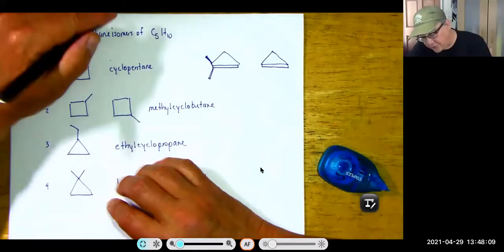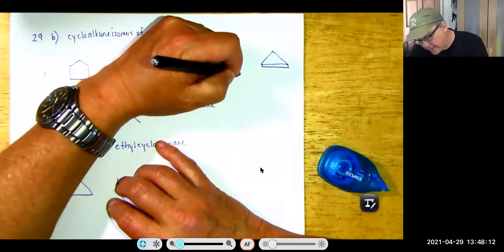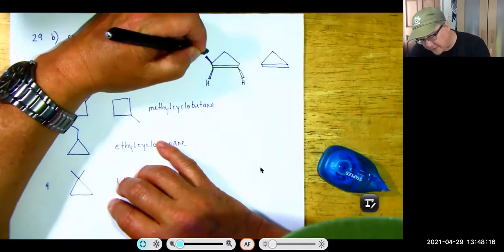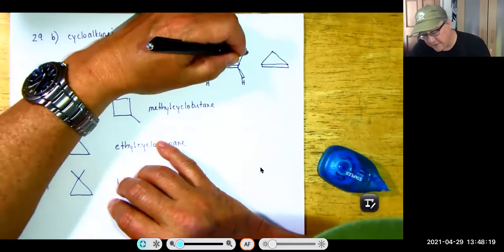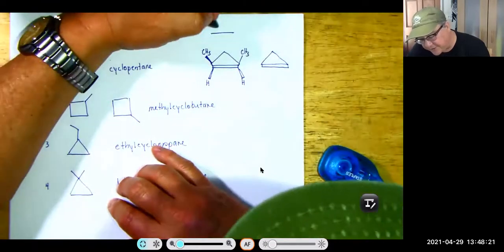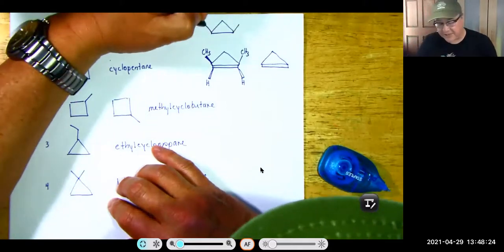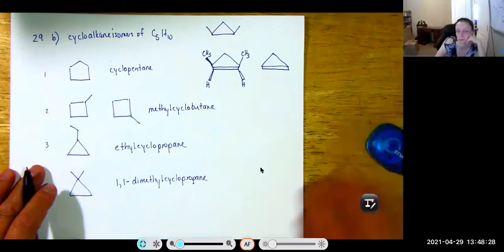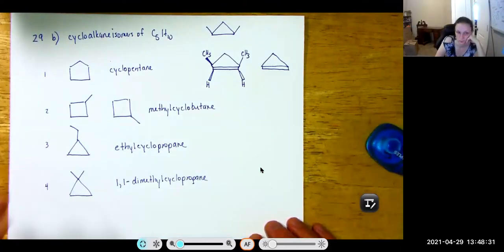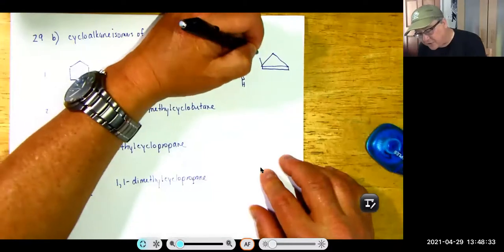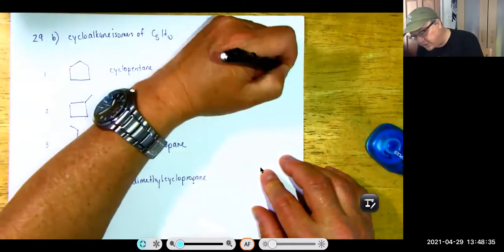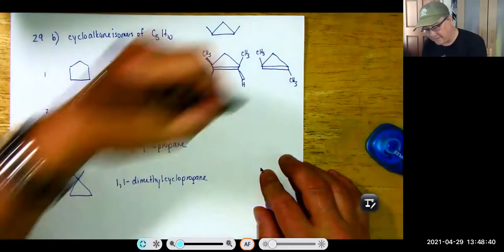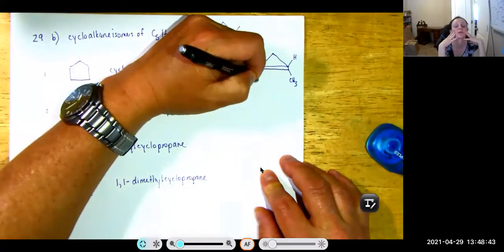So if I put a hydrogen here and a hydrogen here and a CH3 here and a CH3 here, another way to draw that would be this. These are the same thing. Okay. I could also draw it this way. I could put a CH3 here and a CH3 down here, right? Yeah, so it's trans. Okay.